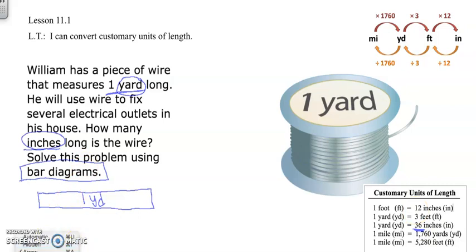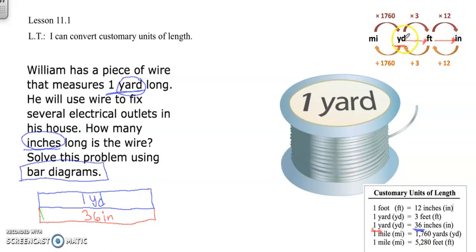So I'm going to draw another diagram that shows the exact same space, but this time it's going to be for inches. Instead of calling it yards, I'm going to call it 36 inches. 1 yard equals 36 inches. Well, what about this little chart right here? Can it help me go from yards to inches?